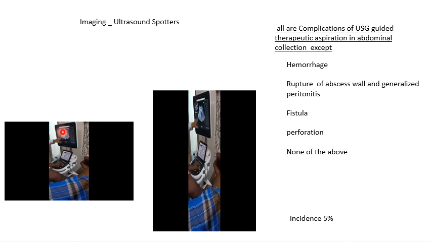You can see the wall here. And what will happen? When you put in a needle, you can make a big rent in the wall, and the fluid and the pus inside the abscess cavity will spill over into the peritoneum cavity and cause peritonitis, or a bowel may be injured. That's why you must all the time make sure that between the anterior abdominal wall and the collection, there is no intervening bowel. Perforation, yes, bowel perforation, none of the above.